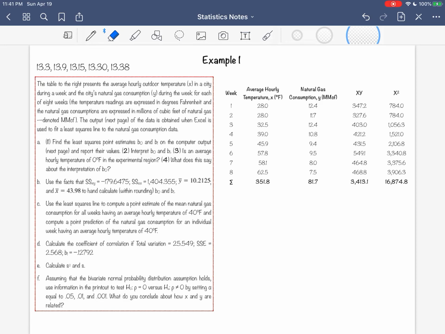More importantly, part F says: assume that the bivariate normal probability distribution assumption holds. Use information in the printout to test H0, rho equal to 0, versus HA, rho not equal to 0, by setting alpha equal to 5%, 1%, as well as 1% of 1%. What do you conclude about how X and Y are related?